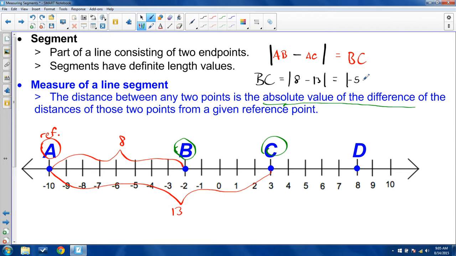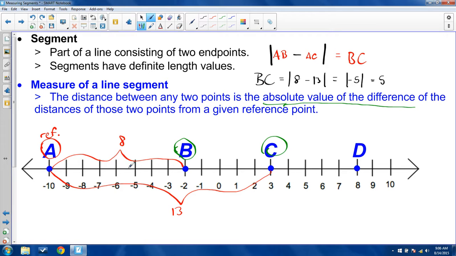Now, distance can't be negative. That's why we're doing the absolute value. So the absolute value of negative 5 is 5. That tells us the distance between points B and C is 5 in either direction, right? C is 5 units away from B in the positive direction. B is 5 units from C in the negative direction. Doesn't matter which way. That value is still 5. That's why we take the absolute value.